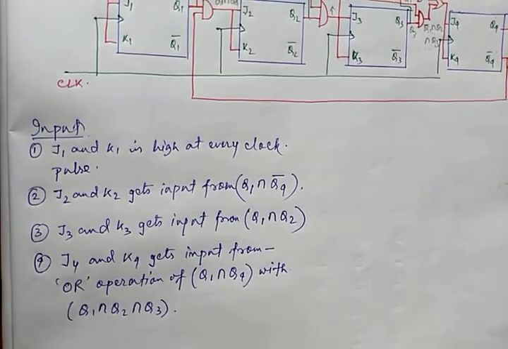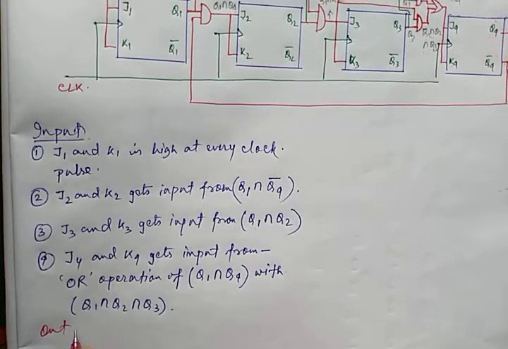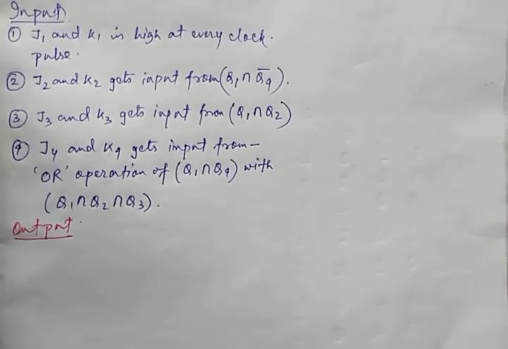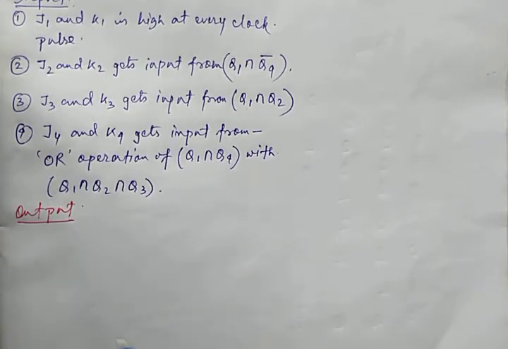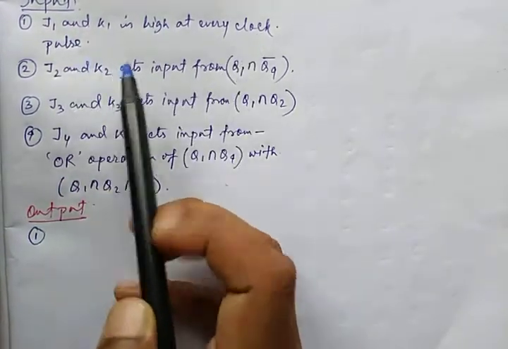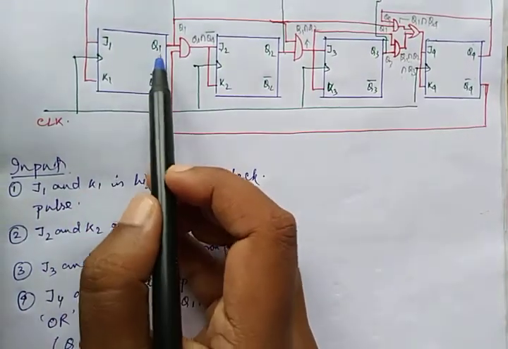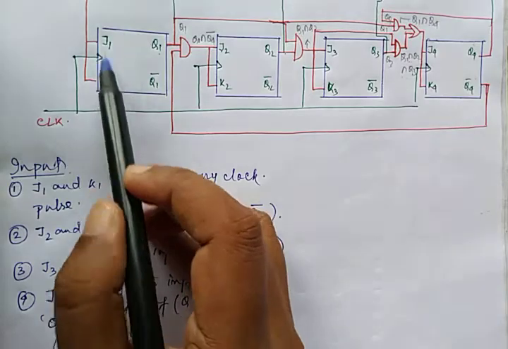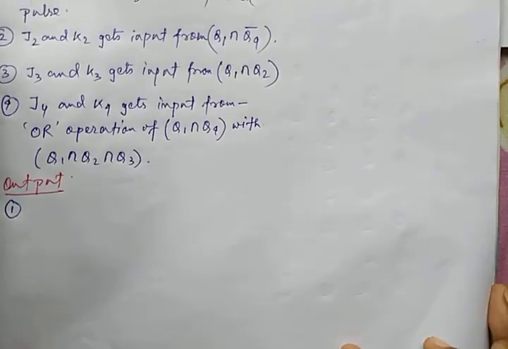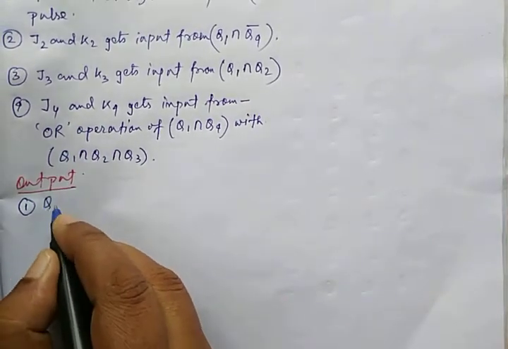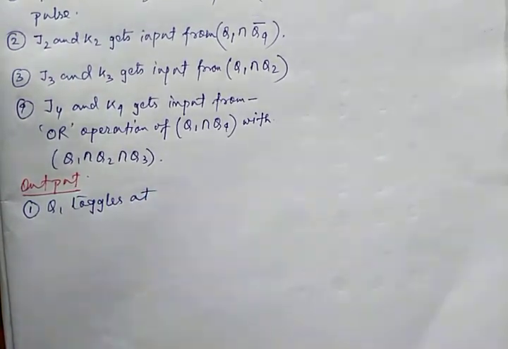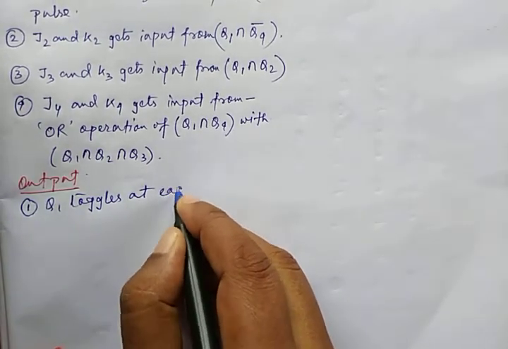Now let us see what will be the output of every flip-flop, how we get the output. First, as J1 and K1 are high at every clock pulse, that means Q1 gets high value at every clock pulse, so Q1 toggles at every clock pulse. Okay, so our first state is Q1 toggles at each clock pulse.